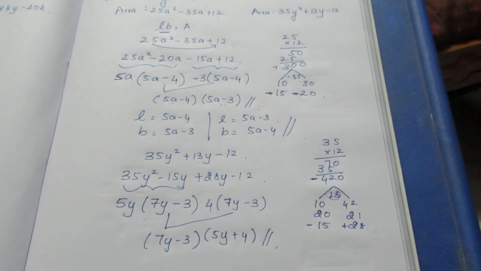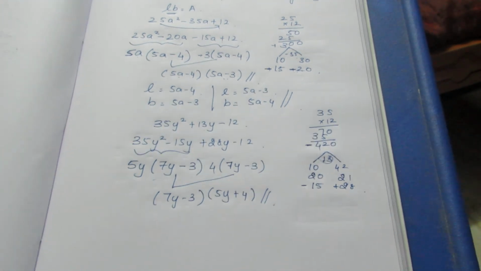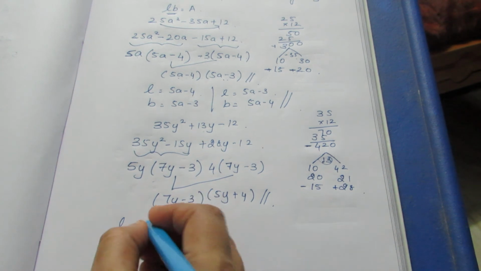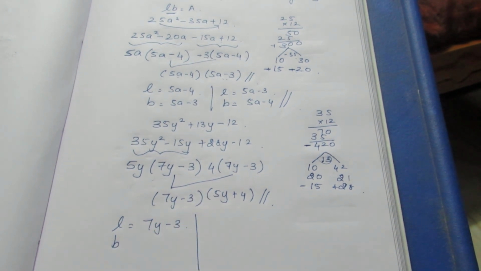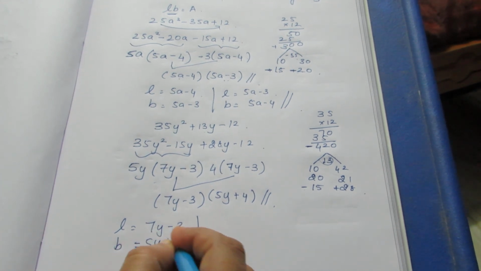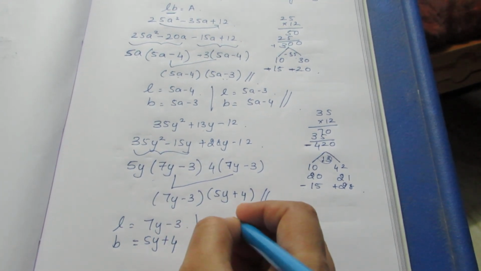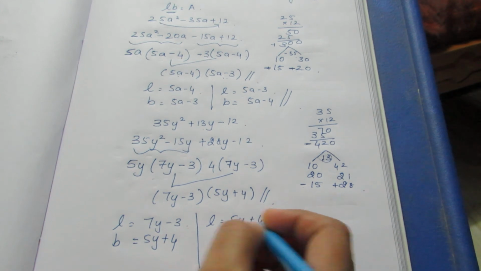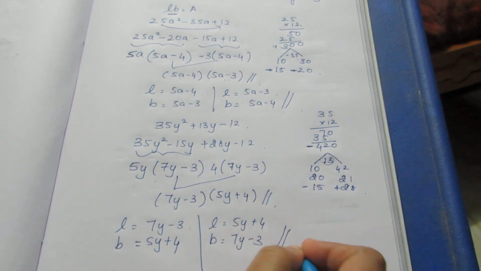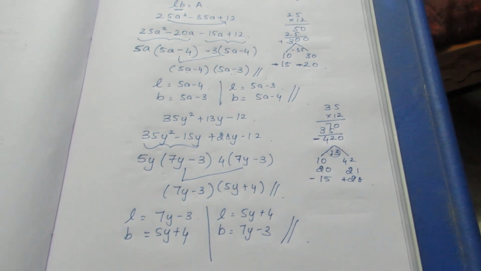So I have factorized it. It is in L into B form, but you can take anything to be L and anything to be B. If I take 7y minus 3 as my L, my B will be equal to 5y plus 4. If my L is equal to 5y plus 4, then my B will be equal to 7y minus 3. This is the final answer for the last sum.